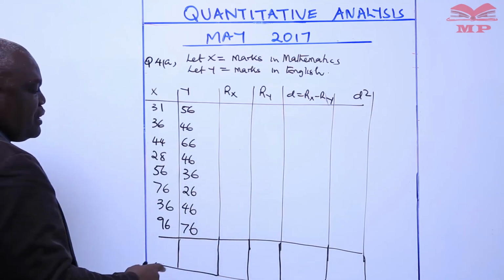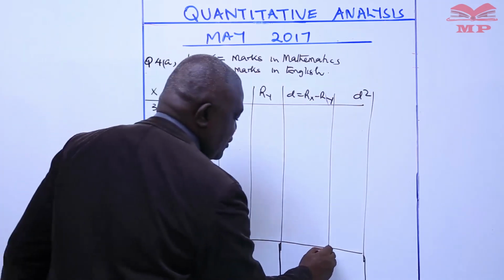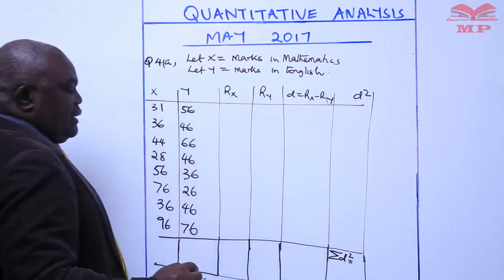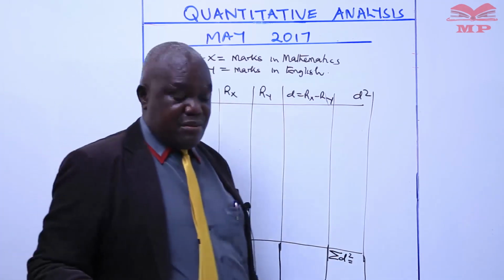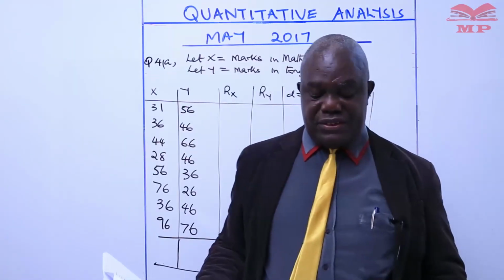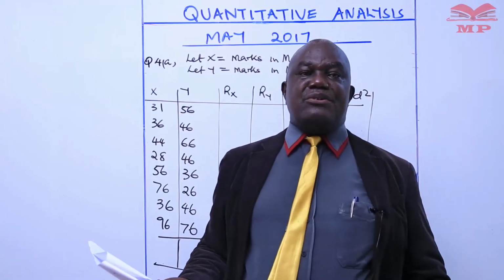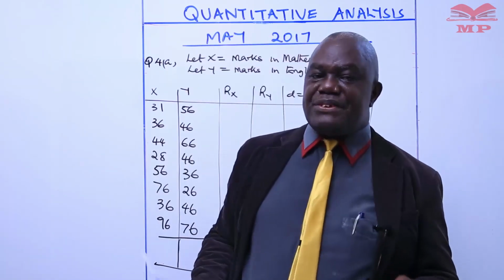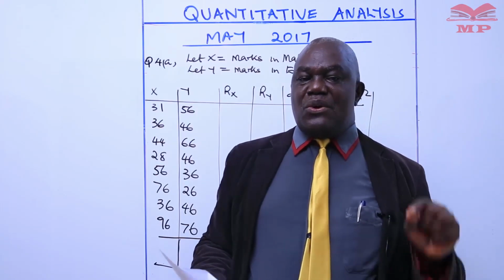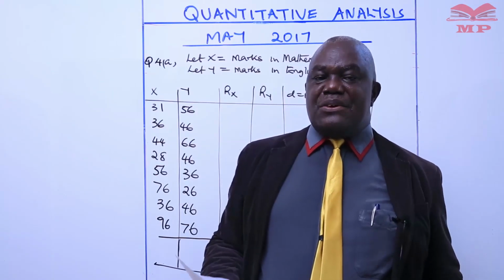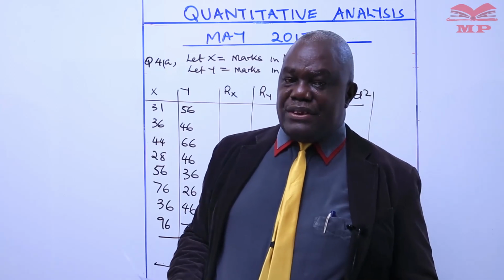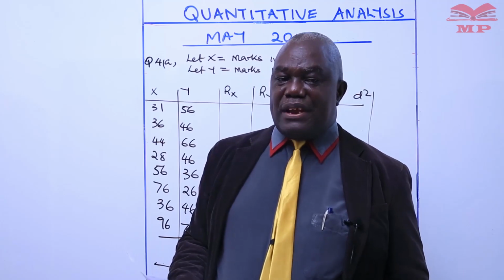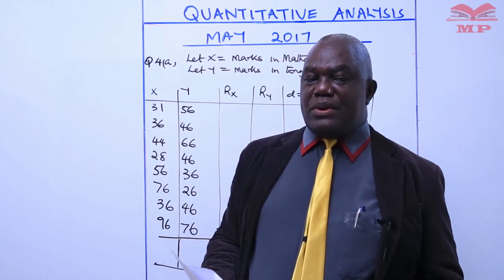So these columns, I don't need their summation, but I need the summation here, which will come later. The ranking is done by first picking the values of x, get their ranks, then the values of y, get their ranks, then finally the difference in those ranks. As I said earlier, where a rank is repeated, we take the rank to be the average. And the ranking is done from the highest to the smallest, in that descending order.